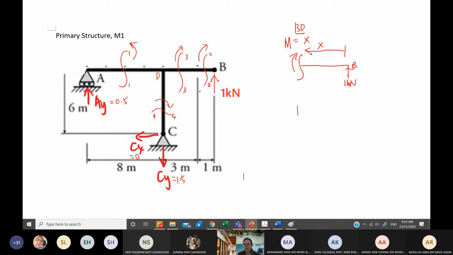Okay, so I'm going to go to member BD again, but range from 1 to 4. Where I sketch B 1 kilonewton. I no need to determine because there is no differential in terms of loading. So therefore, these moments will be the same, which is X. But now there is one more section for us to continue, which is 4, 4.